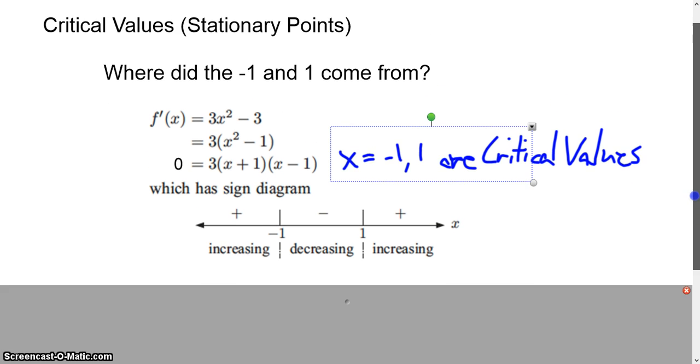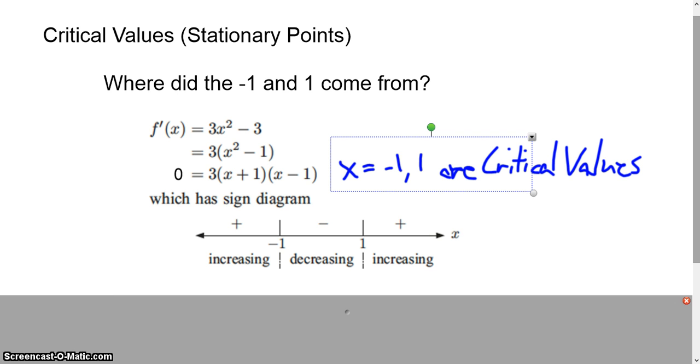Now, critical values are just one of the things that we will use in our sign diagrams. Another thing you need to consider is continuity, which we'll deal with in our next lesson. So we'll be looking at the domain, we'll look at asymptotes and whatnot. But for right now, as we're introducing this concept, we'll be looking at just polynomial functions that have a domain of all real numbers.